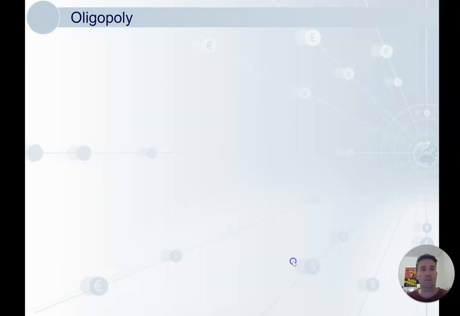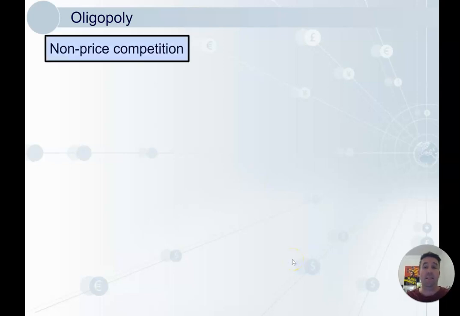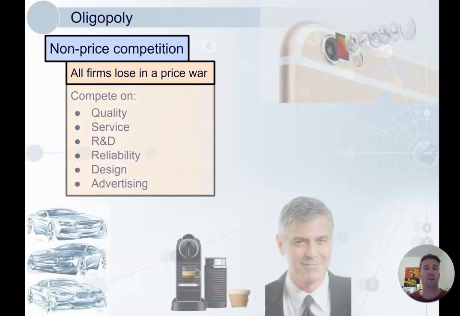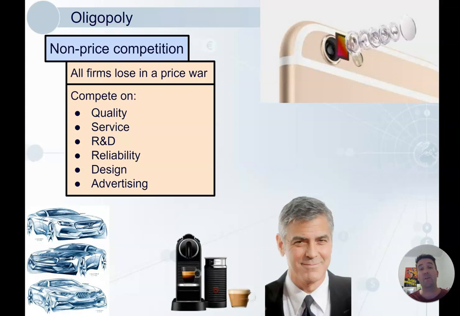Okay. Next, we have the idea that they do non-price competition. So we are going to see a little bit later how all firms lose in a price war. They don't want to get into a price war with each other. So they do non-price competition. That means they compete on other things. They compete on things like quality. So they've got to make the next version of the iPhone or their smartphone. It's got to have the best camera that's ever been invented.